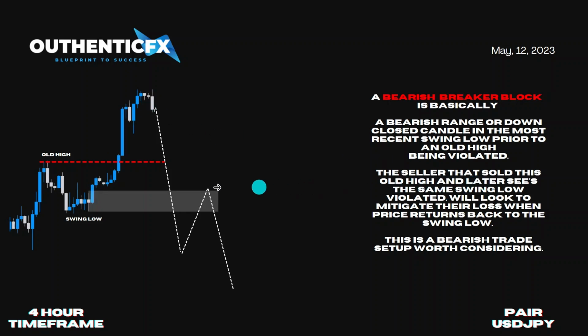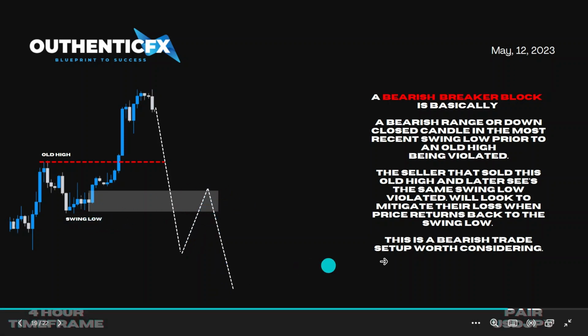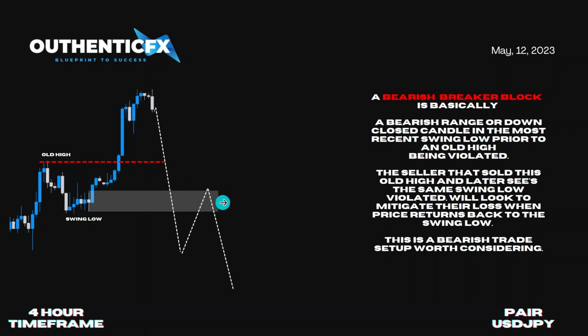The seller that sold this old high, the seller that was in this old high, will look to regain profits, right? Once he sees price taking out the swing low, they will look to regain profits by actually buying into the swing low, just for price to carry on gravitating to the downside, right? This is a trade setup we are considering in terms of a bearish setup, guys.